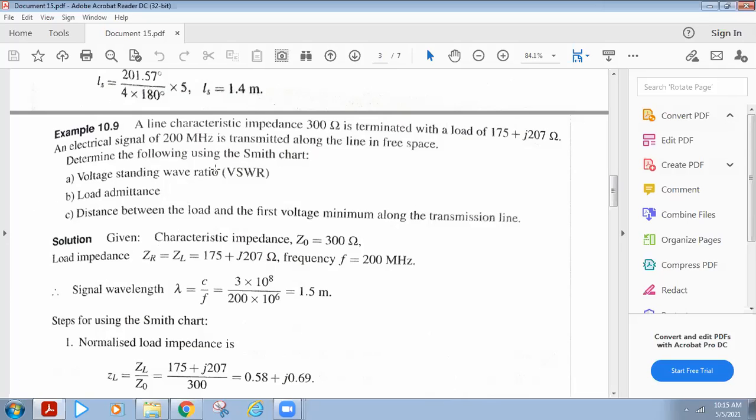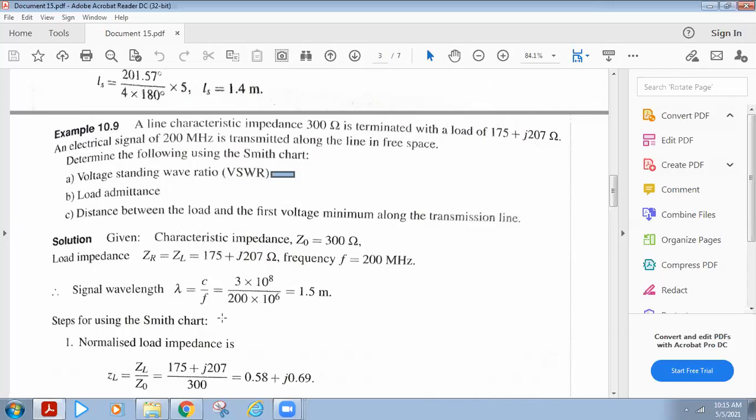Next, determine the following using the Smith chart. What do they want? The voltage standing wave ratio, VSWR. Next, the load admittance. Actually, you have to find the load impedance, and the inverse of the load impedance is the load admittance. Next, the distance between the load and the first voltage minimum along the transmission line.